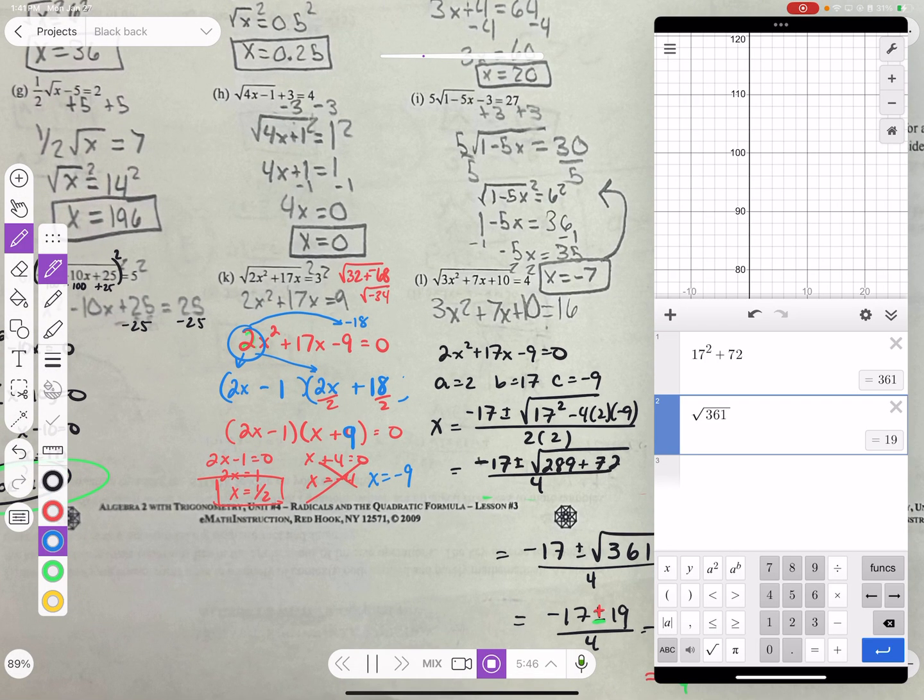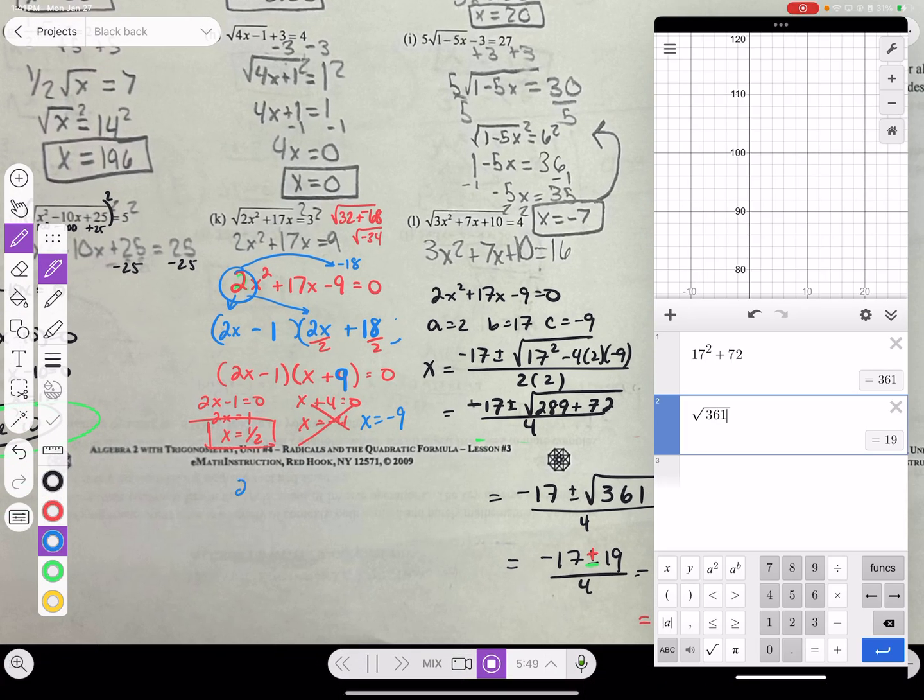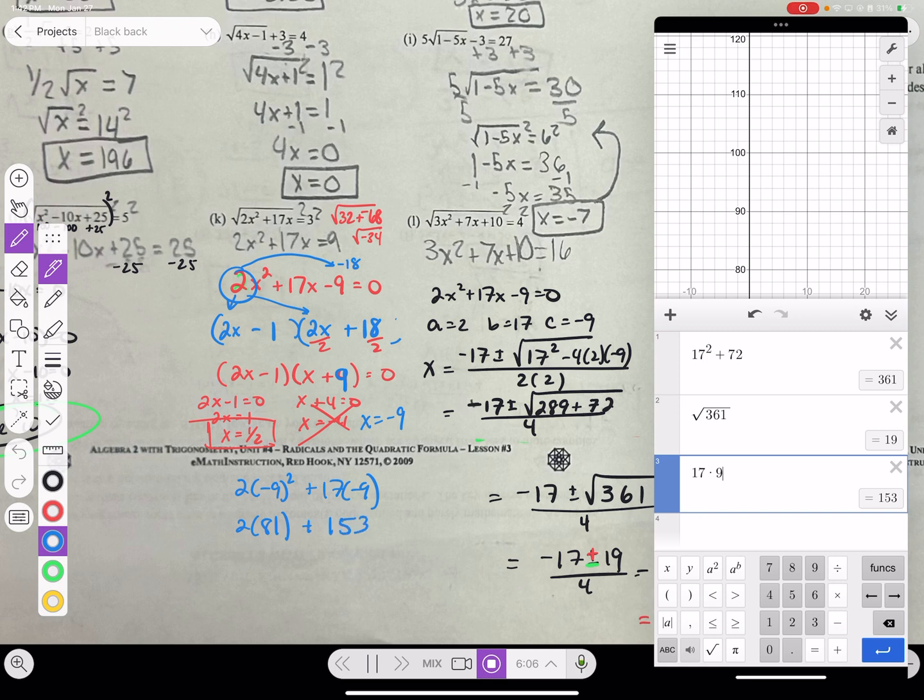I better check that solution. So I'm going to check x equals negative 9. 2 times negative 9 squared plus 17 times negative 9. 2 times 81 minus 17 times 9. Oh, that'll be plus 153. No, it won't. Minus 153. There it goes. That's 162 minus 153. Yeah. And that gives me a 9. Oh, that gives me a positive 9. Then I have to square root it to see if it gives me a 3, because I'm checking that equation up there, and it does.